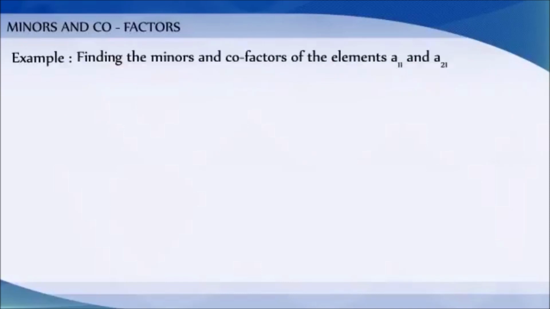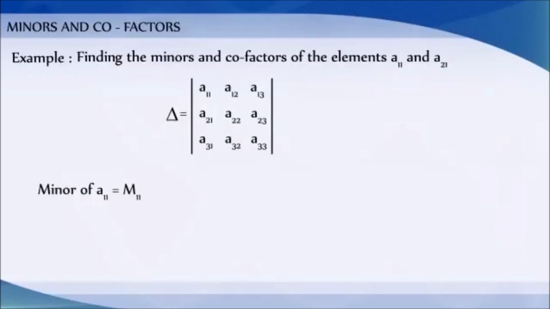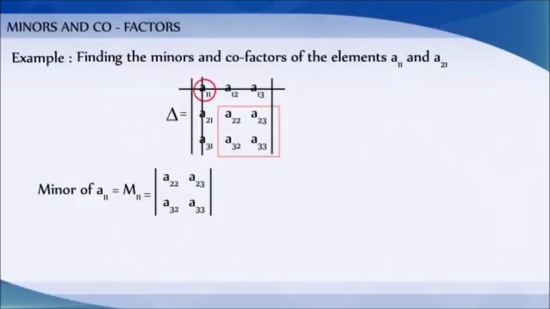For example, let us find the minors and cofactors of the elements A11 and A21 in the determinant delta is equal to A11, A12, A13, A21, A22, A23 and A31, A32, A33. Now, minor of A11 is equal to capital M11, which is equal to the determinant of A22, A23, A32, A33. This determinant is obtained by deleting the first row and first column where A11 belongs.